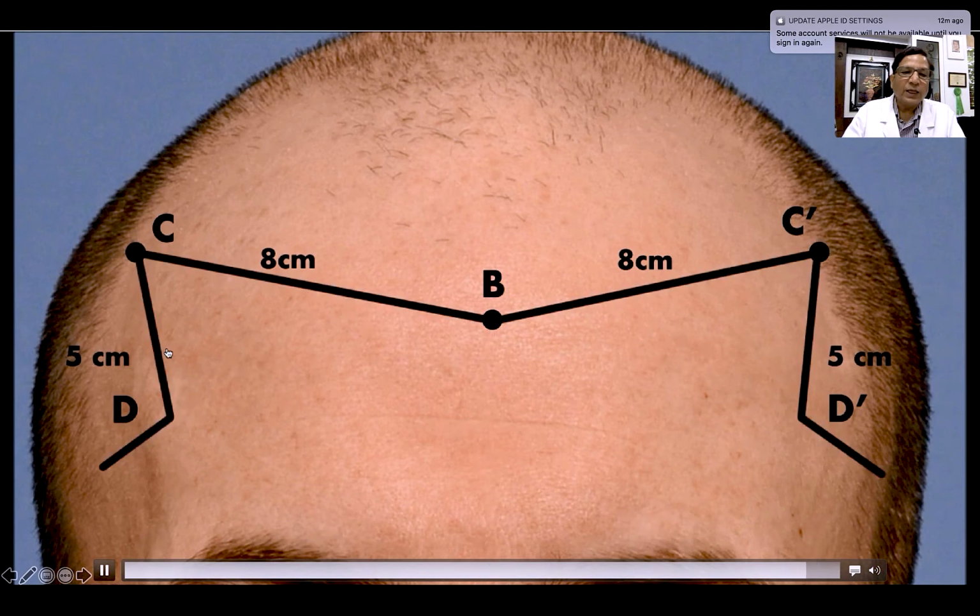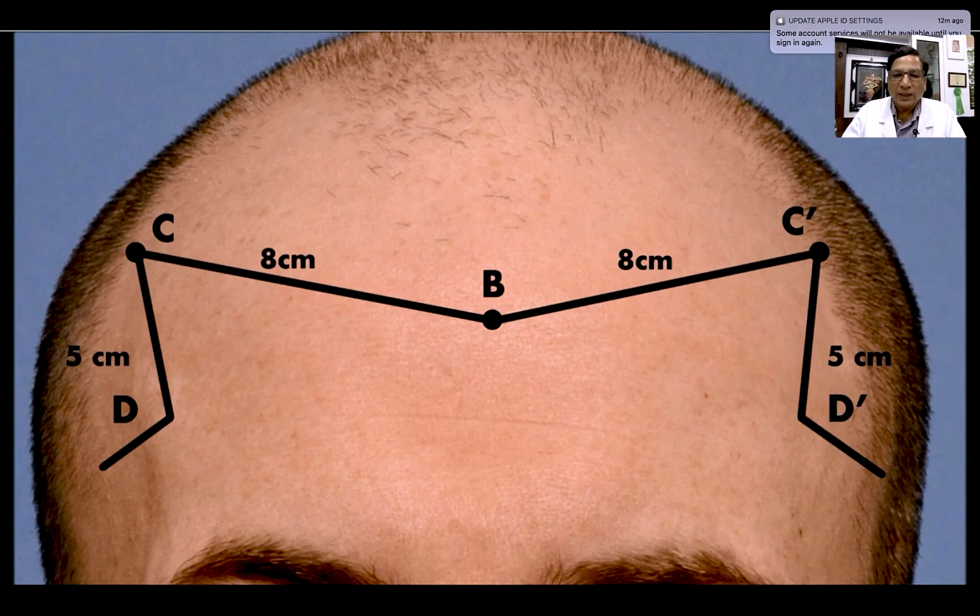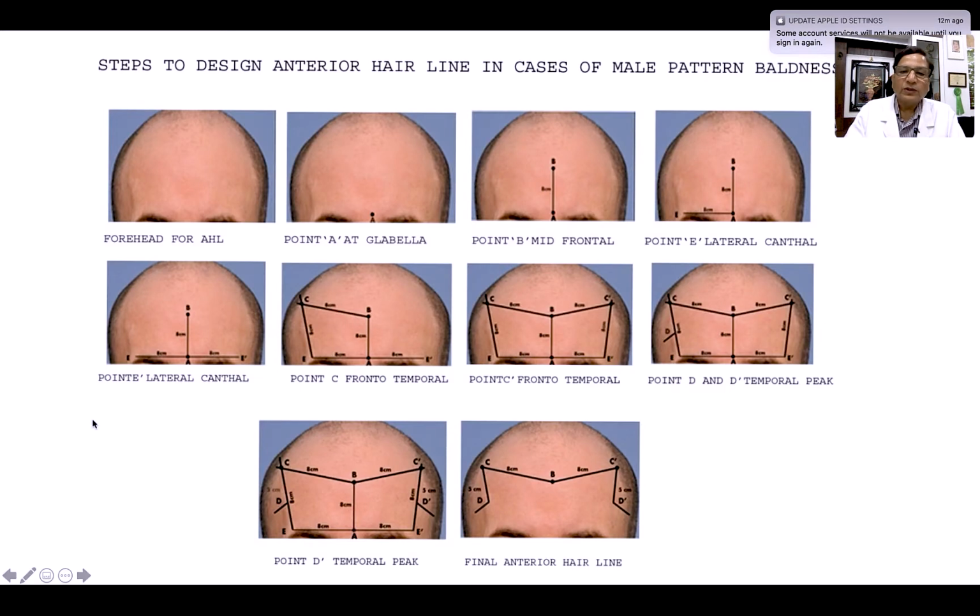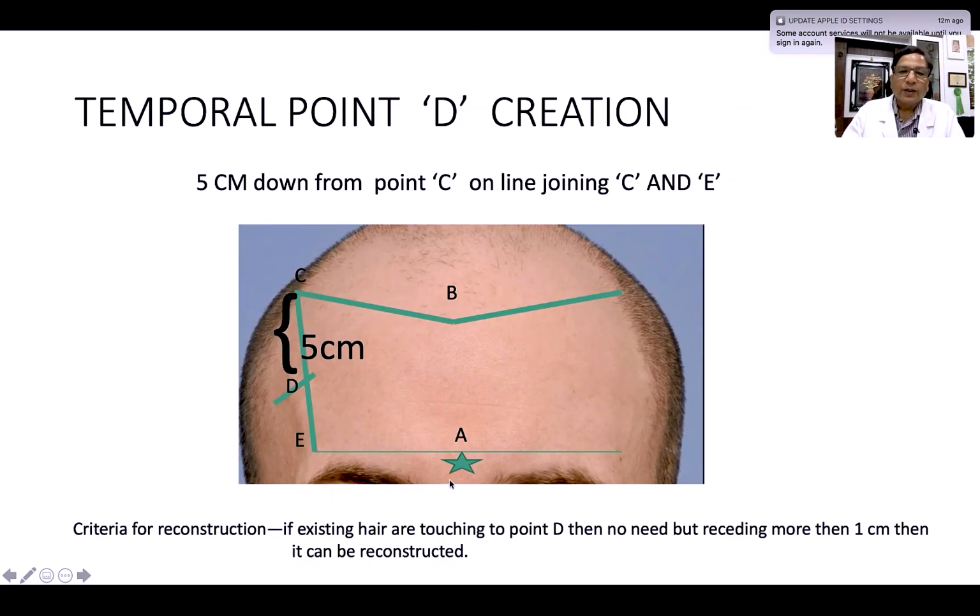Usually this is on the line joining the frontotemporal point and the lateral canthus point, 5 centimeter from here. Why 5 centimeter? Why is it not 8 centimeter? Why is it not in the midline? I'll explain. This is the 5 centimeter I told you, on the line joining the frontotemporal point and the lateral canthus point. 5 centimeter from the frontotemporal point you take the temporal peak point, or I call it here the D point.